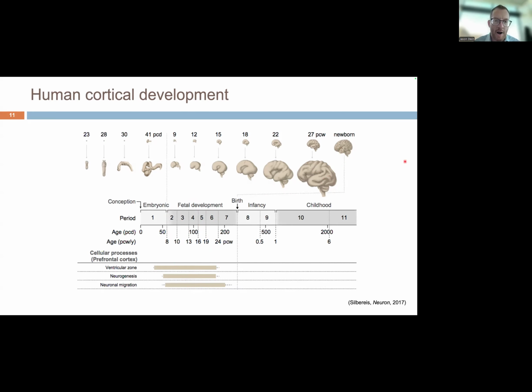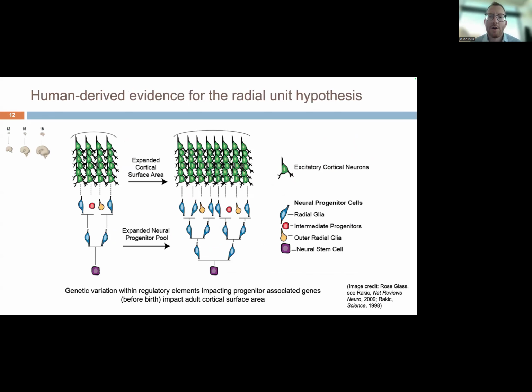So this is probably, we think, human-derived evidence for an old hypothesis called the radial unit hypothesis. The idea here is that genetic variation within regulatory elements impacts progenitor-associated genes before birth, presumably influencing their fate decisions, which then results in impacts on adult cortical surface area.